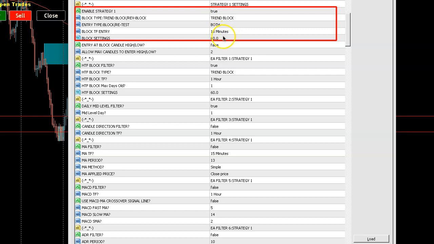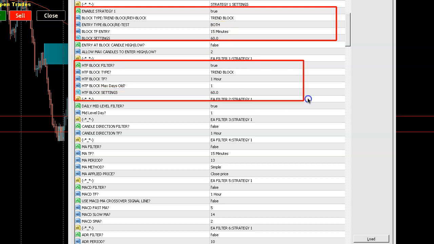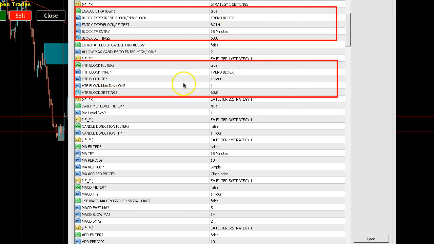So we can choose what type of block we are going to enter, and what type of time frame. Then after that, as we talked about in the previous example, you can choose if you want a higher time frame block filter. You already see the examples. If you're trading 15 minutes, you can choose 1 hour, or you can choose 4 hours, and then you choose the block that you want and the settings that you want. And of course, the maximum days old.